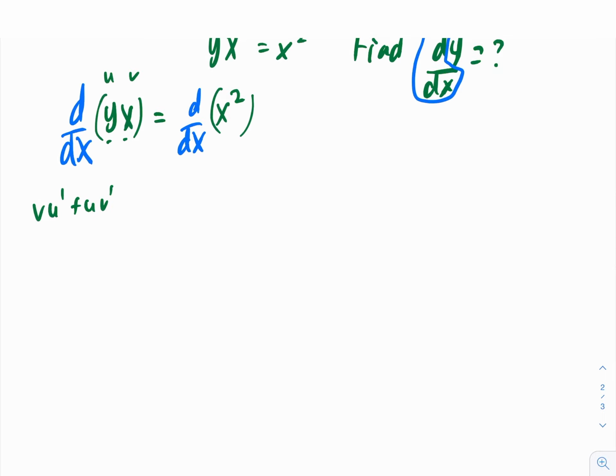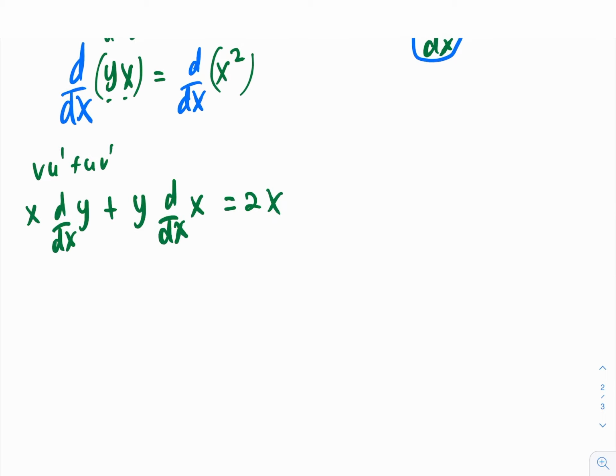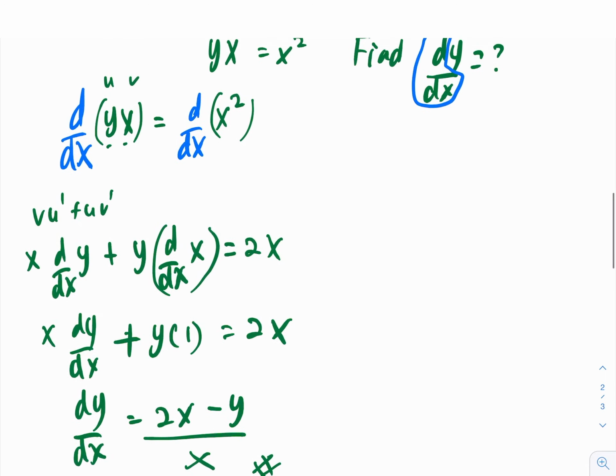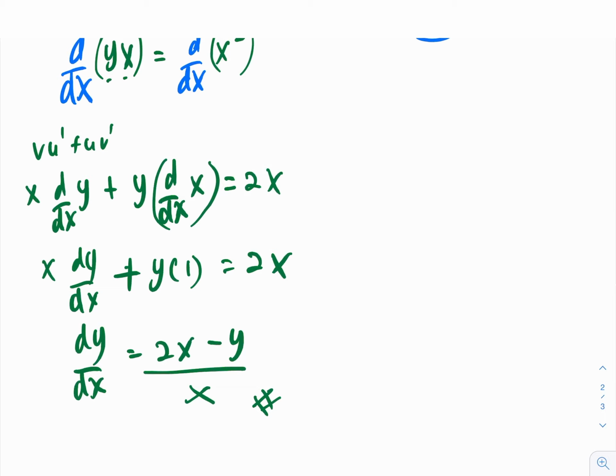The formula we'll have is v u prime plus u v prime. So now our v is x and u prime, if we differentiate y, is dy/dx, plus u, which is y, multiplied by v prime, so differentiate x, equals, and if we differentiate x squared with respect to x, we have 2x. Now we simplify on the left hand side, so x dy/dx plus y, and when we differentiate x with respect to x, we have 1. Oops, sorry, this should be plus, equals 2x. And we rearrange, since we want to find dy/dx, so dy/dx equals (2x minus y) over x. So this is our solution for yx equals x squared, solved by using implicit differentiation.